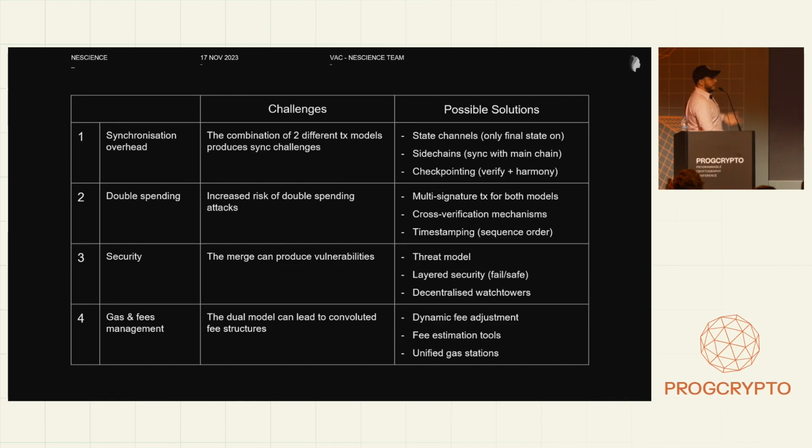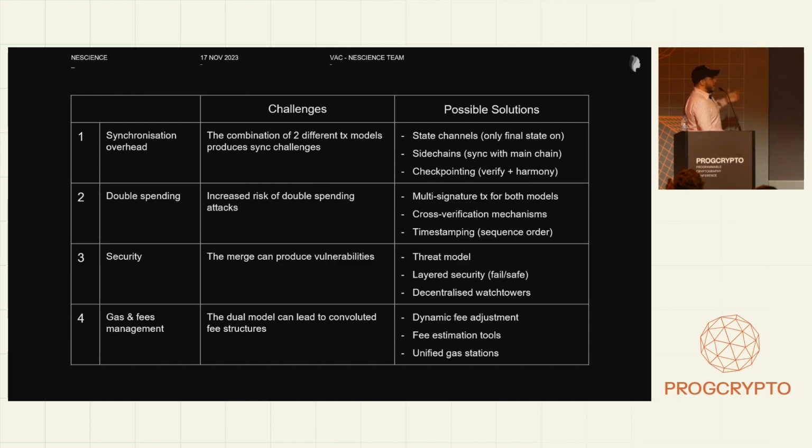Regarding security, of course, if we are merging two different systems, there would be some vulnerabilities. These vulnerabilities can be tracked through a threat model to prevent some attacks, or by layered security using a fail-safe system to make sure that a failure in some transaction wouldn't endanger the whole system, or by adopting some decentralized watchers that will look at transactions and verify which ones are misbehaving.